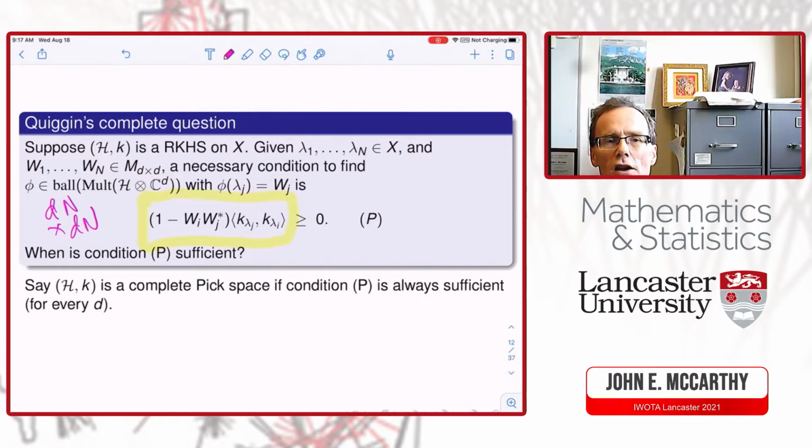It's true in every reproducing kernel Hilbert space. And then Quiggin's question is, what properties of the reproducing kernel Hilbert space tell you that this condition is always sufficient? And we'll say that the reproducing kernel Hilbert space is a complete Pick space if this necessary condition is always sufficient for every value of D.